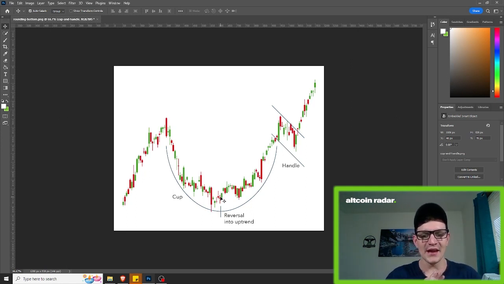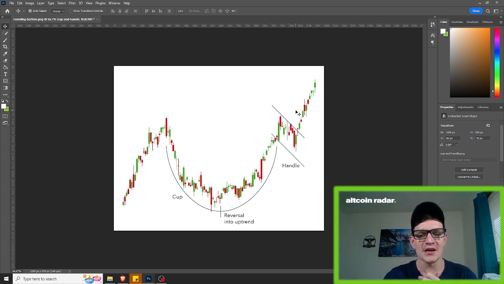Now the handle is similar to a wedge pattern, as you can clearly see, which I will be talking about in tomorrow's video, so keep that in mind. Tomorrow will be wedge patterns. Following the rounding bottom, the price of the asset will likely enter a temporary retracement period, which is this overall downward slope right here. This is typically known as the handle portion, because the retracement period is confined to two parallel lines on the price graph. The asset will eventually reverse out of the handle and continue with the overall bullish trend, as you can clearly see here.